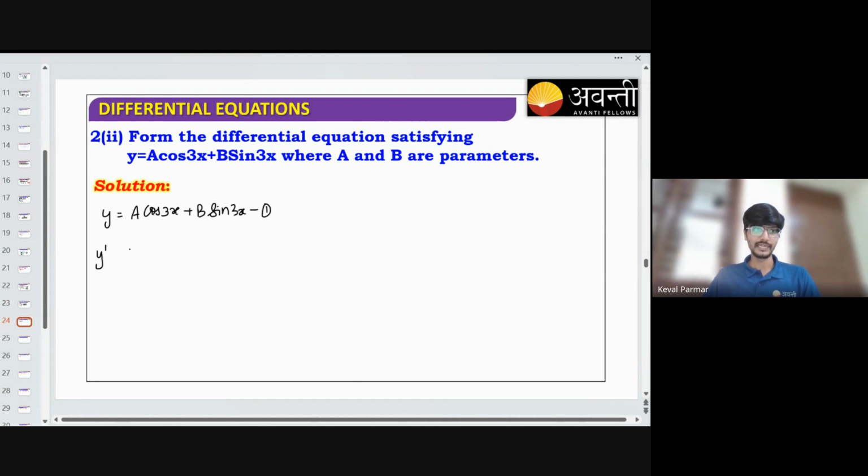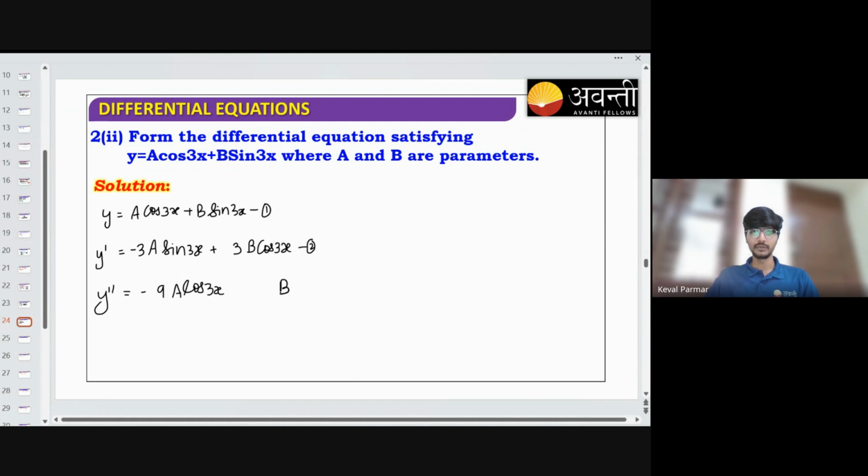So I'll get y dash equals A into the derivative of cos 3x, which is minus sin 3x into 3 by the chain rule, plus B into the derivative of sin 3x, which is cos 3x into 3 by the chain rule. Equation number 2. One more time we have to differentiate. So y double dash equals minus A into the derivative of sin 3x, which is cos 3x into 3. 3 times 3 will become 9.